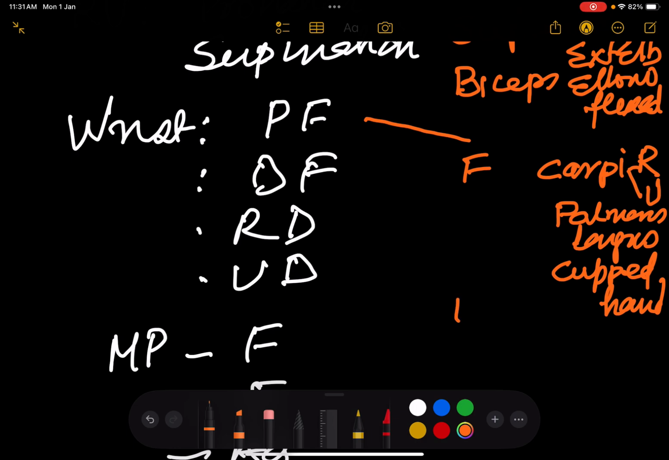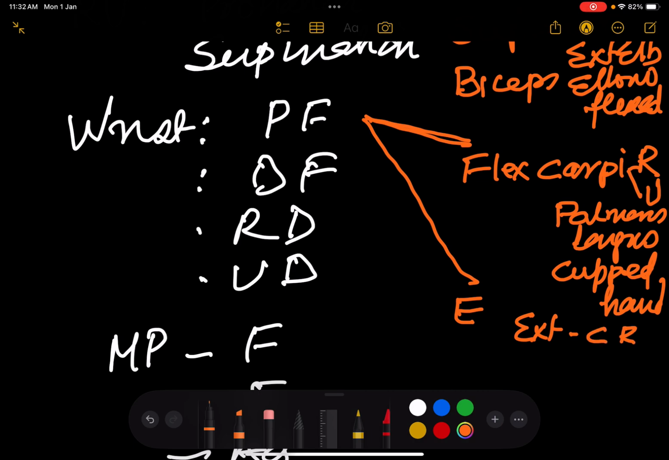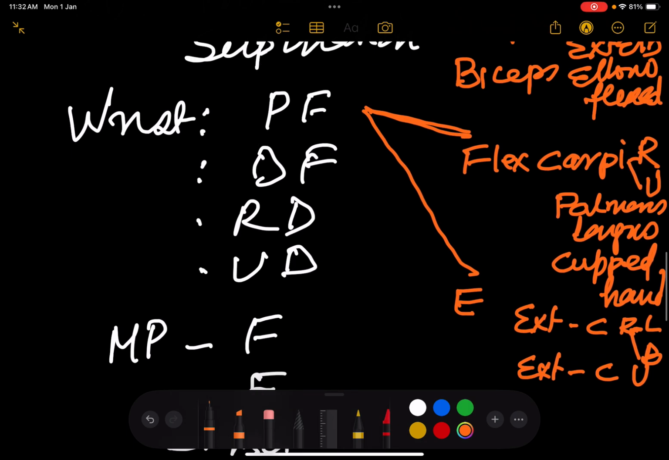Then flexors, then extensors. This is flexor, this is extensor. You have flexor carpi radialis balanced by extensor carpi radialis longus and brevis. And you have extensor carpi ulnaris. So these are the muscles that would dorsiflex.